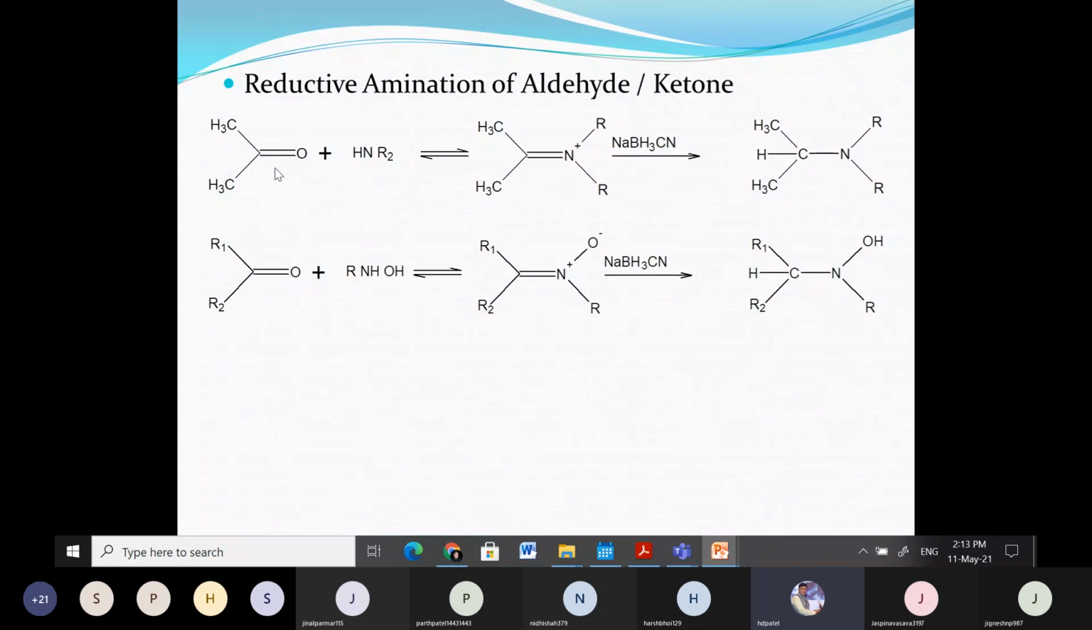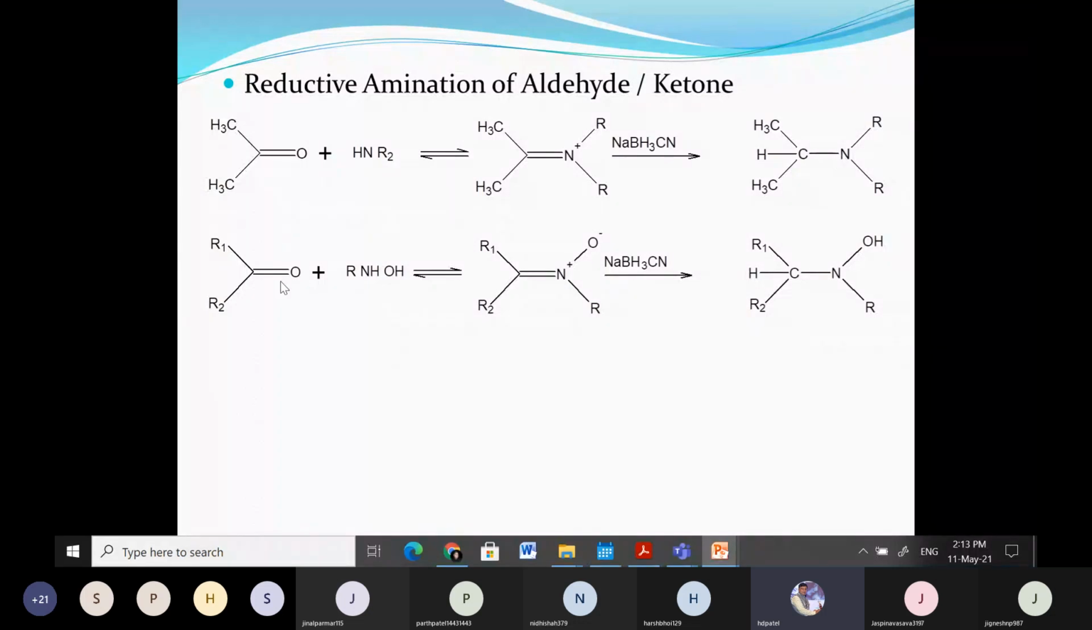As I said, if we have a ketone, that ketone reacts with an amine. If we treat this ketone with a primary amine, we will get C double bond N, that is called an imine. And if we treat this ketone with a secondary amine, we will get an iminium cation. This iminium cation, by treatment with NaBH3CN, sodium cyanoborohydride, will give a tertiary amine. Here you can see R, R and C. So we will get a tertiary amine.